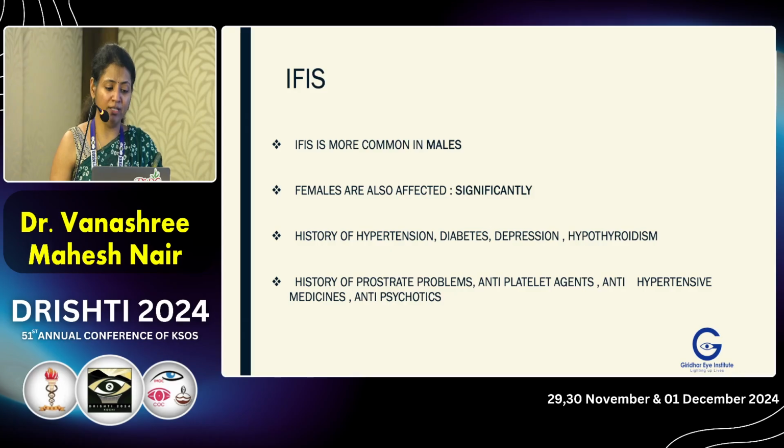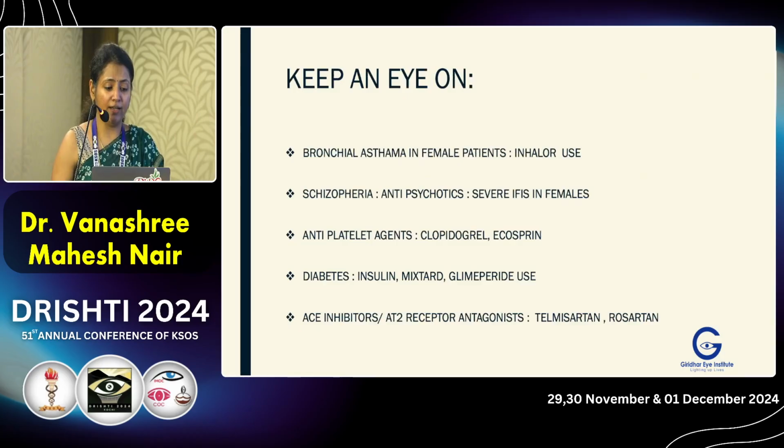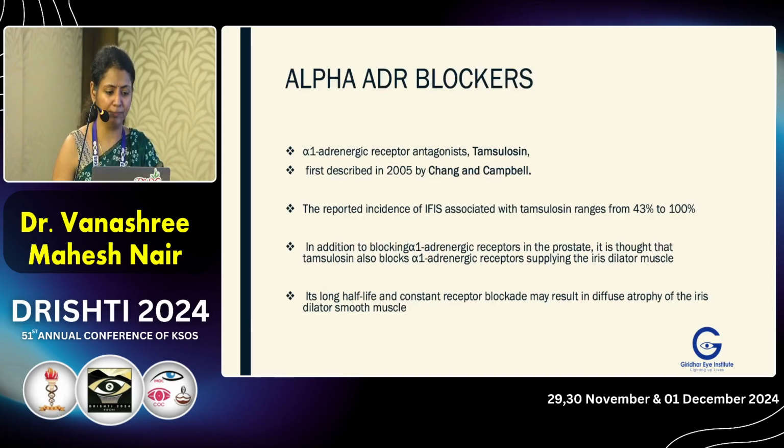It's more common in males, we all know that, but you should always remember that there are females who can also be affected by IFIS. History of hypertension, diabetes, hypothyroidism, they are on multiple drugs, and these drugs can also cause IFIS. This is an exhaustive list of drugs which can cause IFIS. We all know tamsulosin is implicated, but we should keep in mind these other drugs. If the patient is a bronchial asthma patient using inhalers, schizophrenia, antipsychotics, antiplatelets, all these are also implicated.